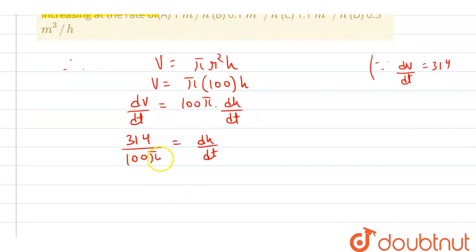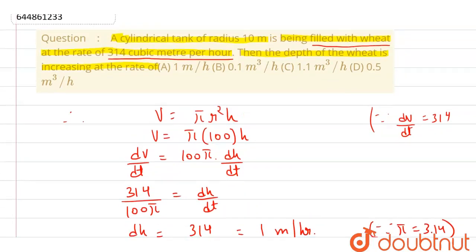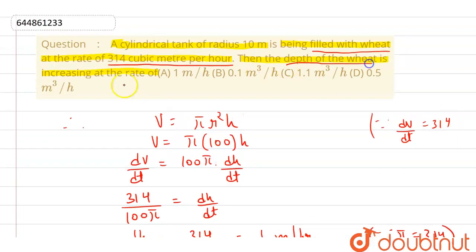Now you know the pi value, we can write it as 3.14. So putting it in, dh by dt equals 3.14 divided by 100 into 3.14, which comes as 1 meter per hour. So therefore, the rate at which the depth of the wheat is increasing is 1 meter per hour. So therefore, the first option is the correct answer.